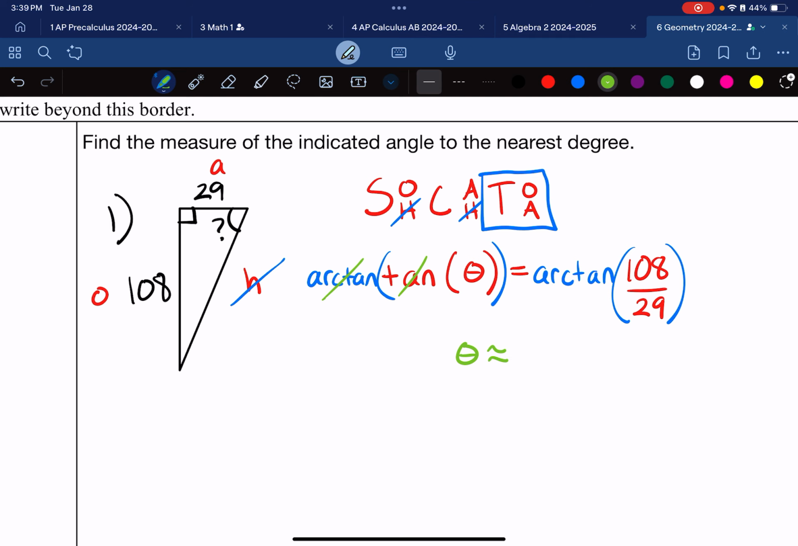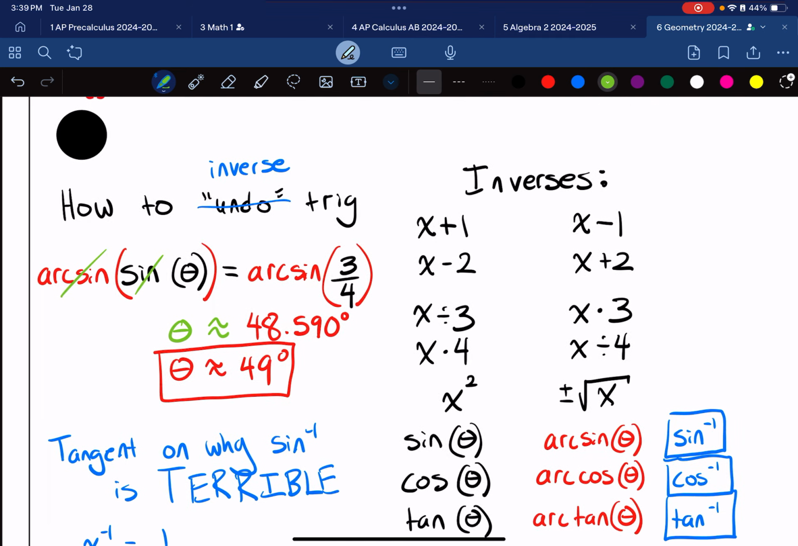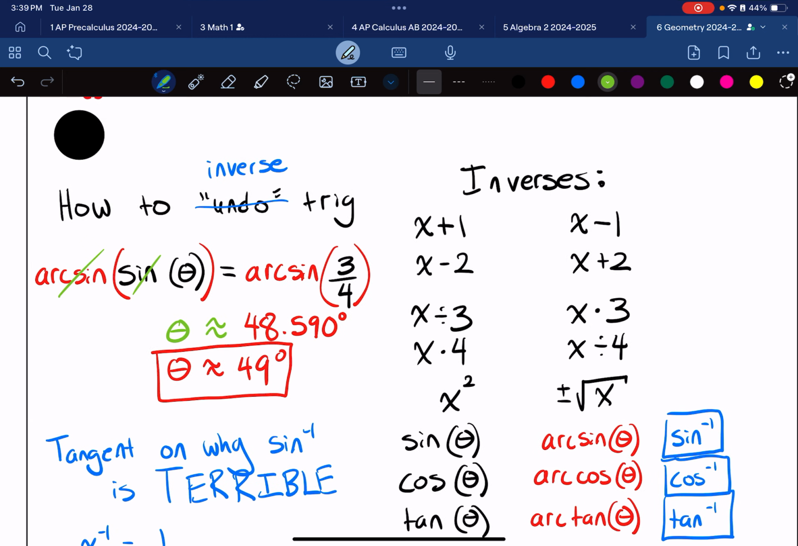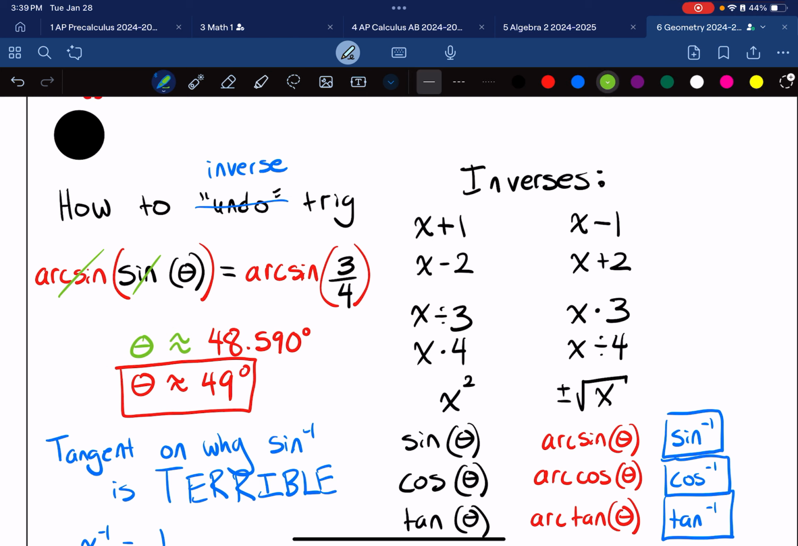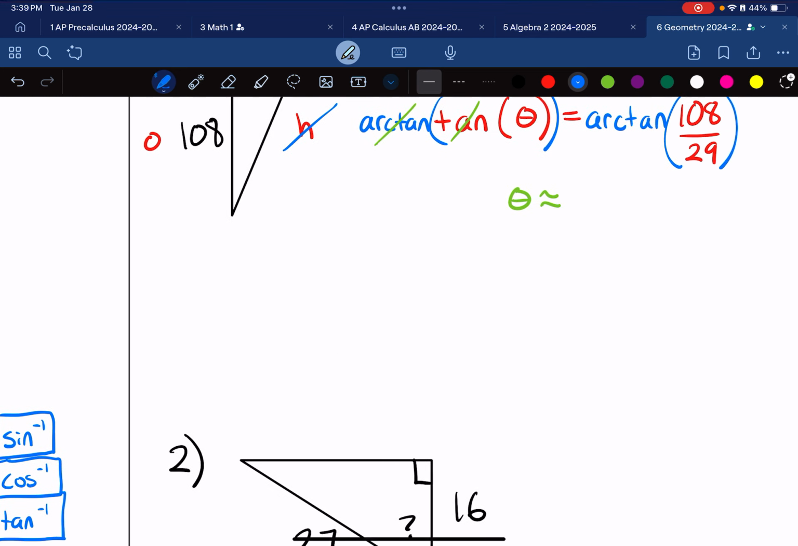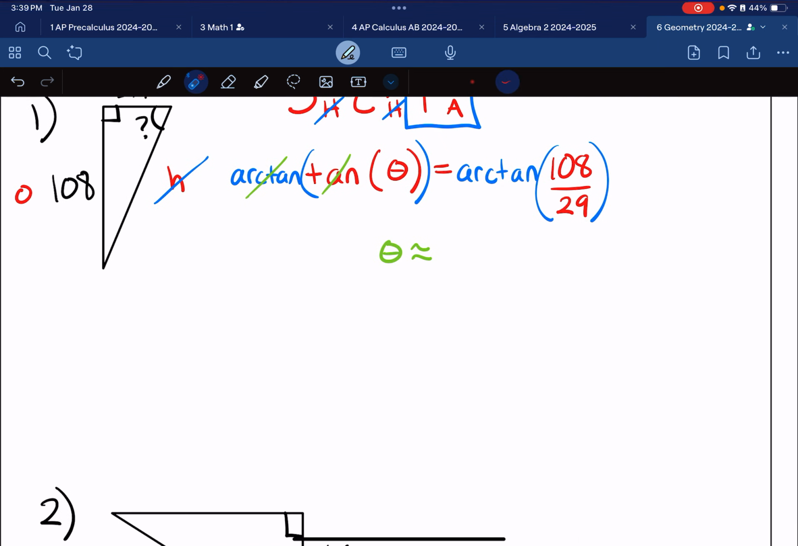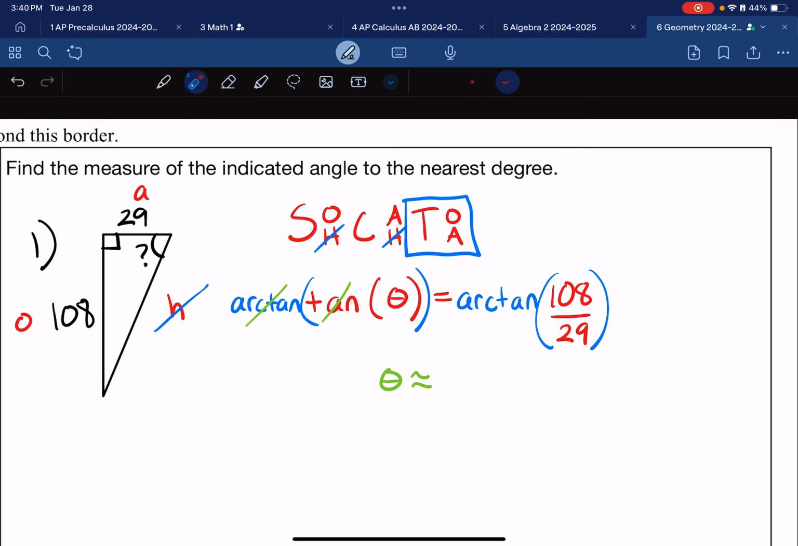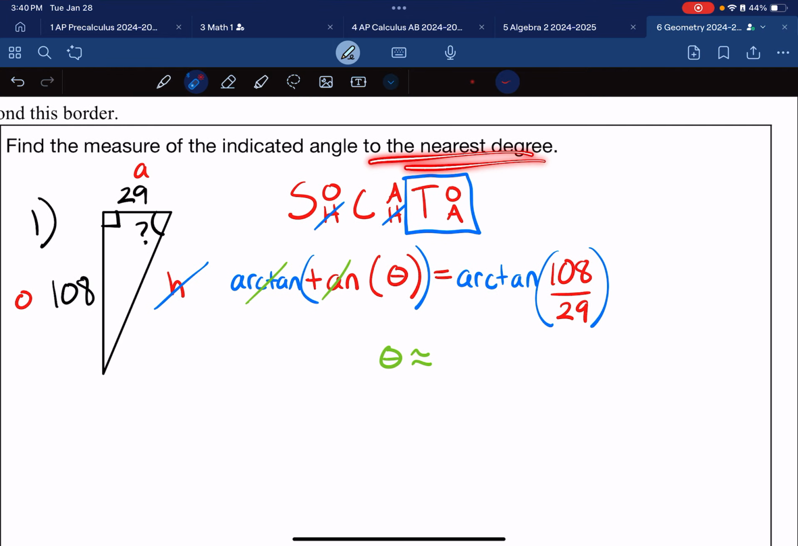I do realize I didn't write that down in the notes, so let me write this down in the notes. This thing right here, I'm going to change this to blue. You need to use a calculator in order to find what that is. So I'm going to use my calculator to find arctangent of 108 divided by 29, and I'm going to round to the nearest degree.